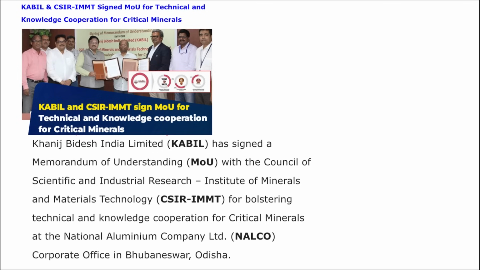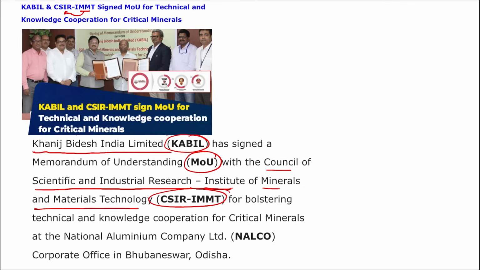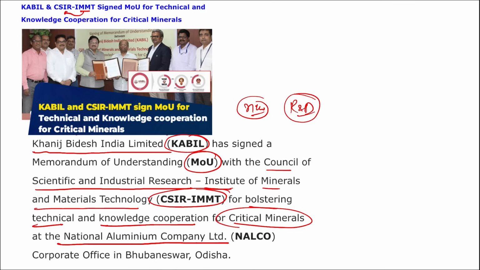Moving on, next is KABIL and CSIR IMMT. This is an arm of CSIR only. KABIL is Khanij Bidesh India Limited. They have signed this MOU with the CSIR's arm, that is the Council of Scientific and Industrial Research's Institute of Mineral and Material Technology. And why was this MOU signed? This MOU was signed for bolstering technical and knowledge cooperation, coming up with new technologies, doing research and development so that new technologies can be incorporated in the existing ones or can replace the existing ones. It was signed for critical minerals at the National Aluminium Company Limited corporate office in Bhubaneswar, Odisha.